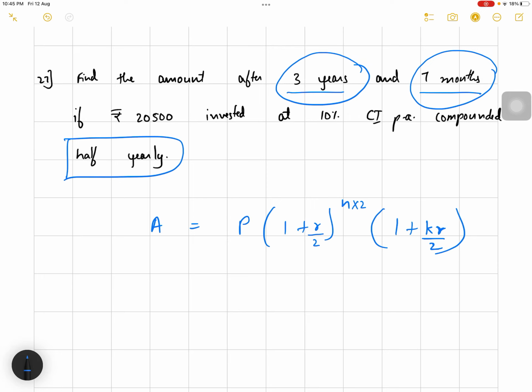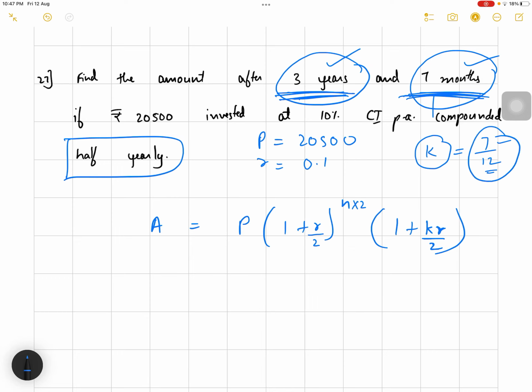So here P is the principal, P is equal to 20,500, invested at 10%. So R is equal to 0.1. 10% is 0.1, right? Just do 10 divided by 100 and you will get 0.1. What is K? When there are years and months, first you take years, and then months. Calculate for years first, then months. Here it is given 7 months, right? In case of compound interest, 7 months in terms of a year is 7 by 12, out of 12 months. So K is equal to 7 by 12.